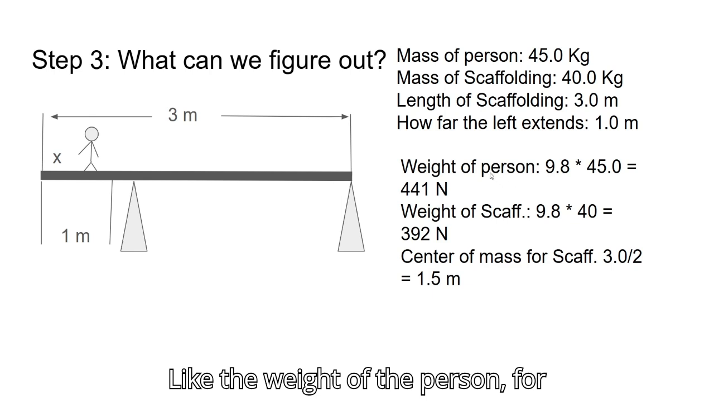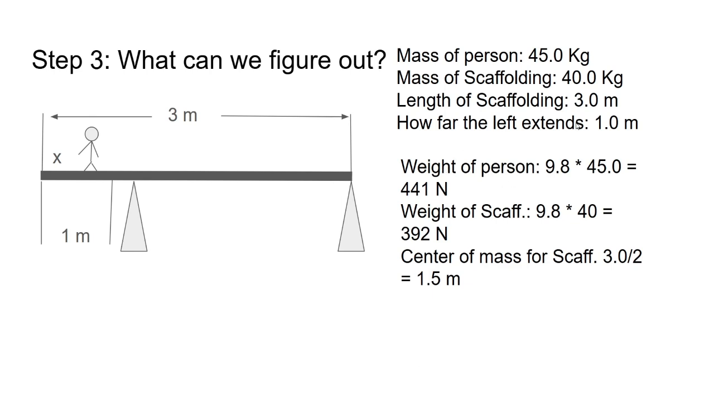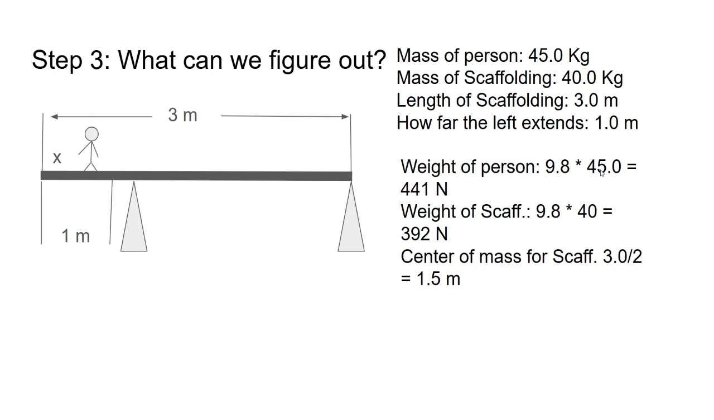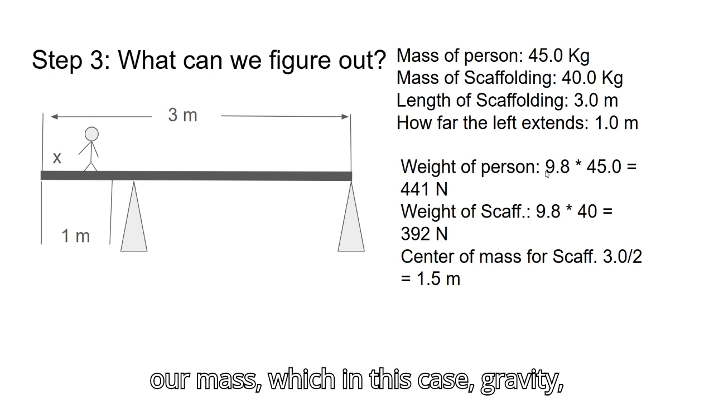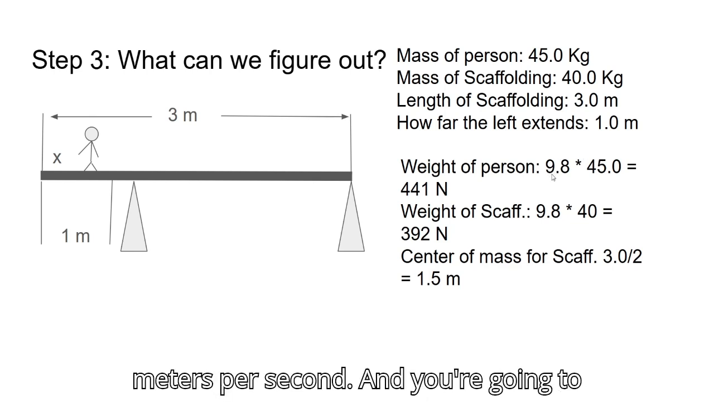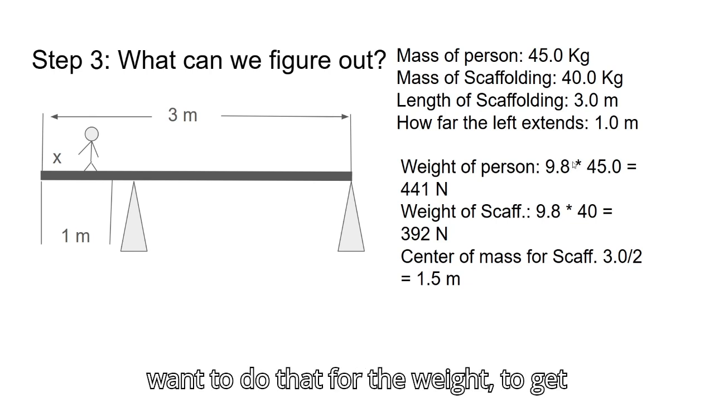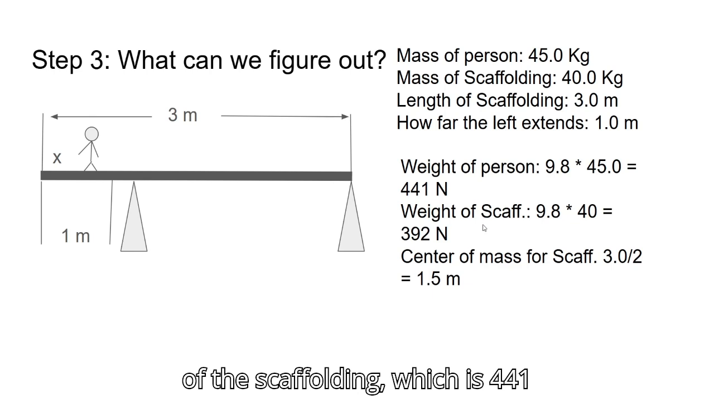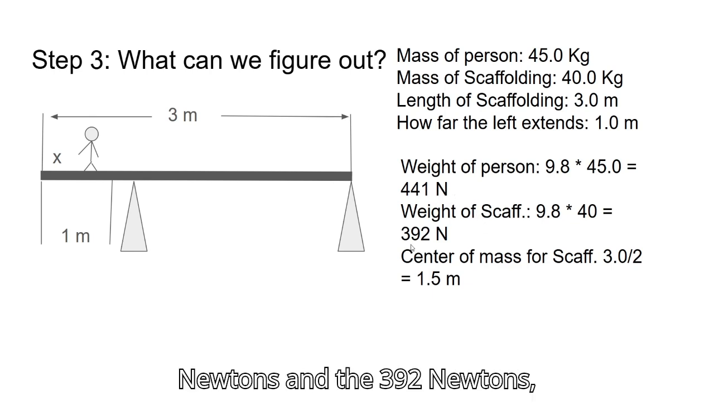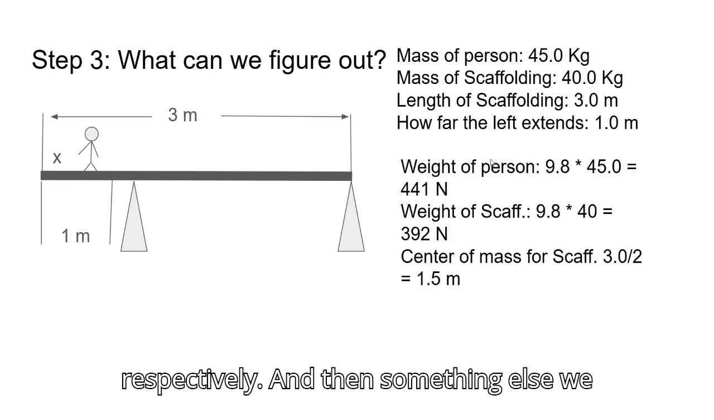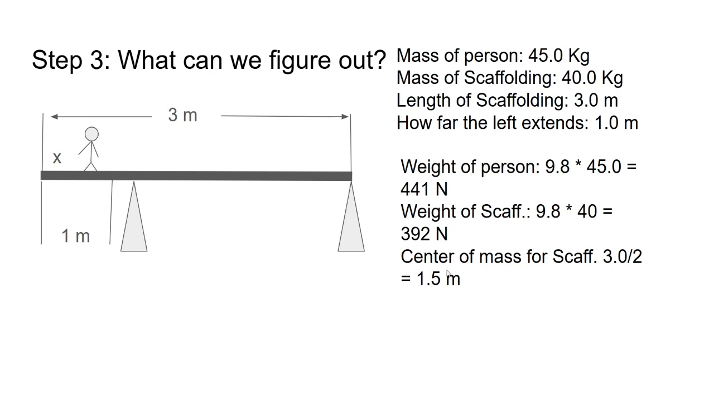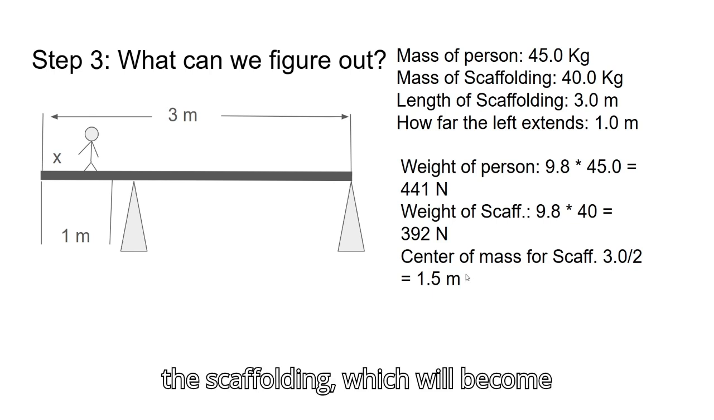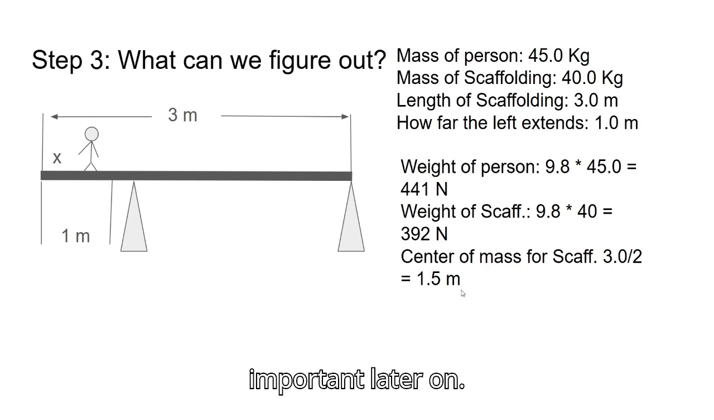Like the weight of the person, for example, is going to be gravity times our mass, which in this case, since we're on Earth, gravity is going to be 9.8 meters per second squared. You are going to want to do that to get the weight of the person and the weight of the scaffolding, which is 441 newtons and 392 newtons, respectively. And then something else we can do is try and find the center of mass for the scaffolding, which will become important later on.